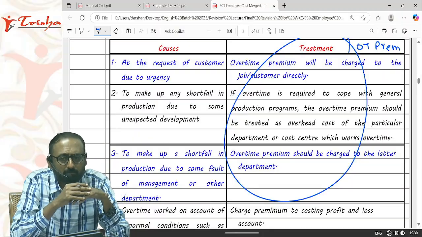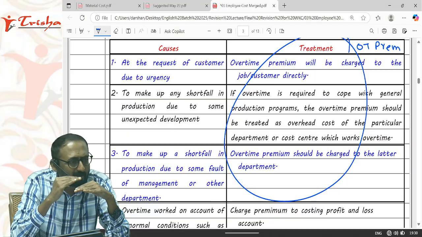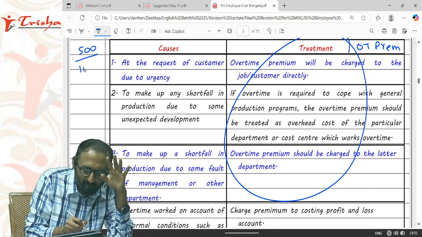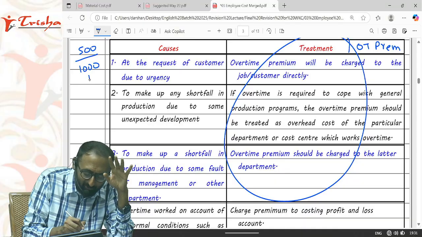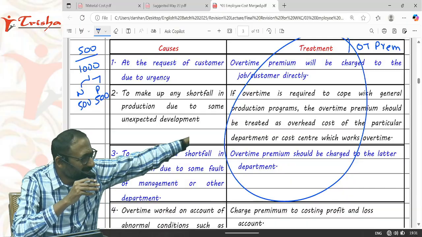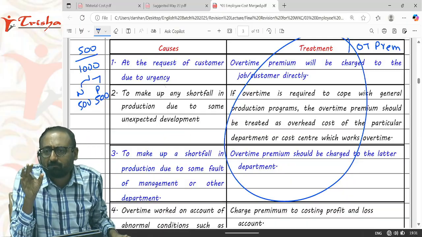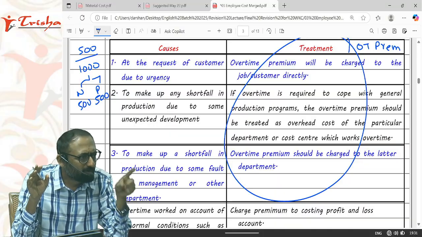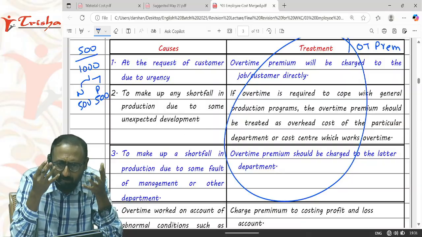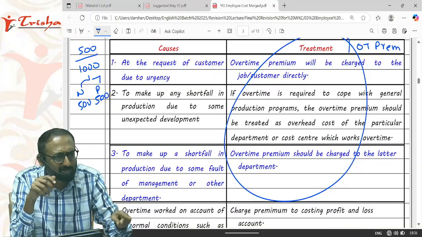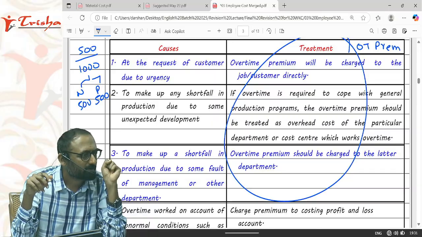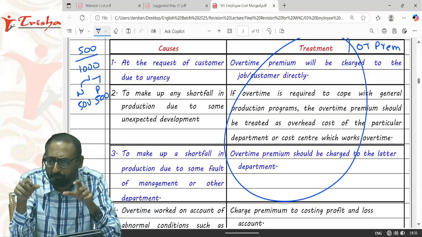What do you mean by premium? Over and above normal. As I told you, 500 is your normal wage, overtime wage will be 1000, correct? In 1000, normal wage will be 500 and premium will be 500. Here the treatment of premium is given. So if you are doing overtime because of the request of the customer, then the entire overtime premium will be recovered from that customer.